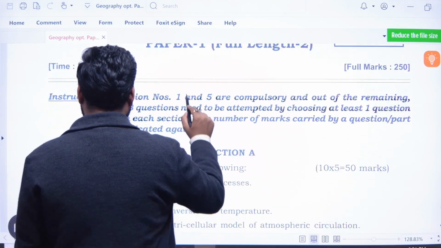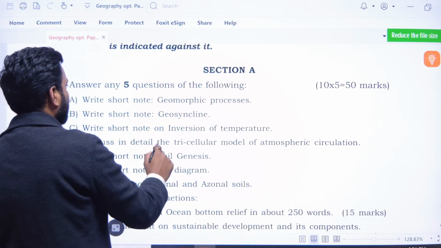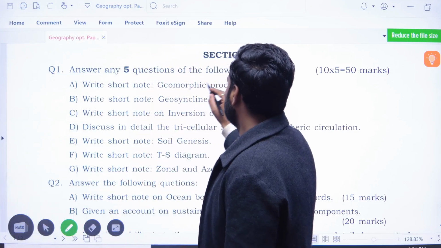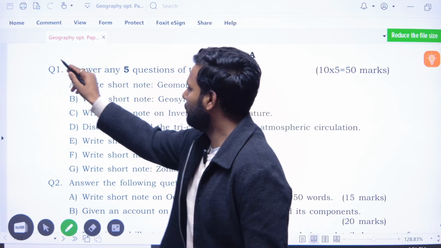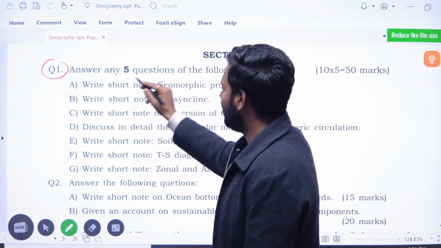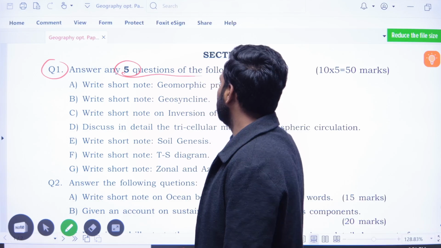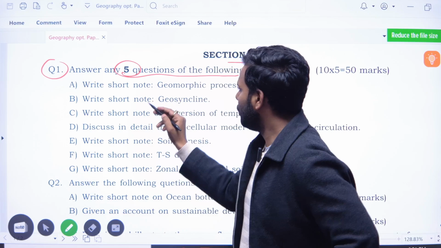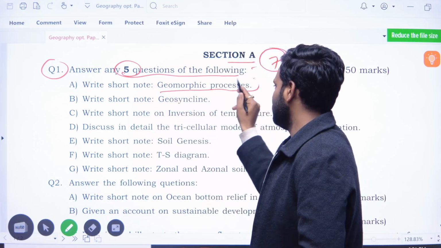Now we come to the questions. This is the segment of short questions. Question number 1 is compulsory. Answer any 5 questions of the following. We have 7 questions. Write short notes on geomorphic processes.